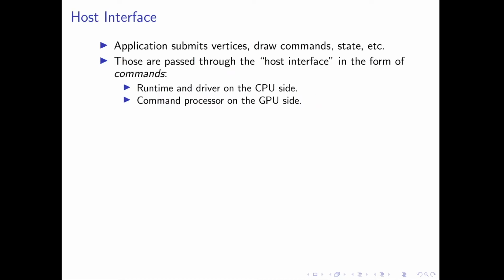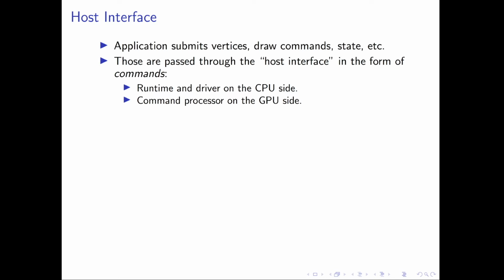And we shall start our discussion of the graphics pipeline at the very beginning, that is, at the interface between the host CPU and the graphics device, so the GPU. And that interface consists, on the host side, of the runtime and the driver, and on the device side, on the GPU, there's a functional unit that is called the command processor. So when the application submits geometry and draw commands, it does that by talking to the driver, and the driver talks to the GPU via the so-called host interface, and the entities that are passed through that interface are so-called commands, and those commands are processed on the GPU side through the command processor. So we will now discuss the host interface in depth.